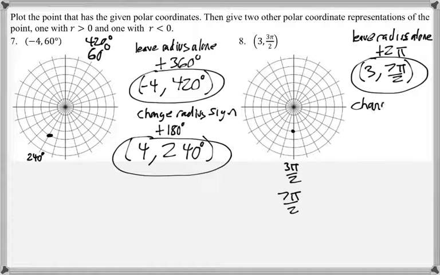And then the other way is to change the radius's sign and subtract pi. So just like with the degrees, where we add 360 to get one, or we add 180, here I'm going to subtract 180, or subtract pi in this case. So this gives me negative 3 pi over 2.